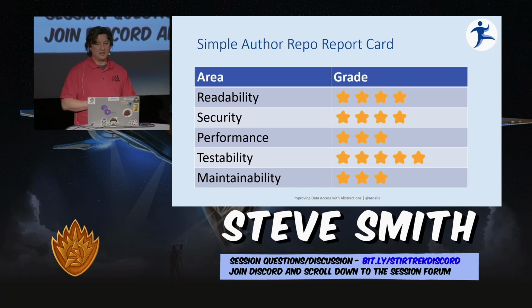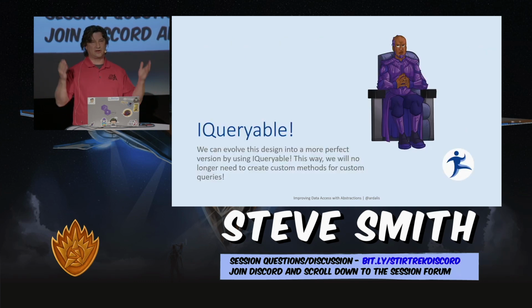All right, so there is a solution to this, and it is called IQueryable. We can just evolve our repository into a master race of super repositories that have this IQueryable capability. And if, instead of returning back a list of entities, we just return back an IQueryable of entities, then we'll be able to do anything we want in our code.